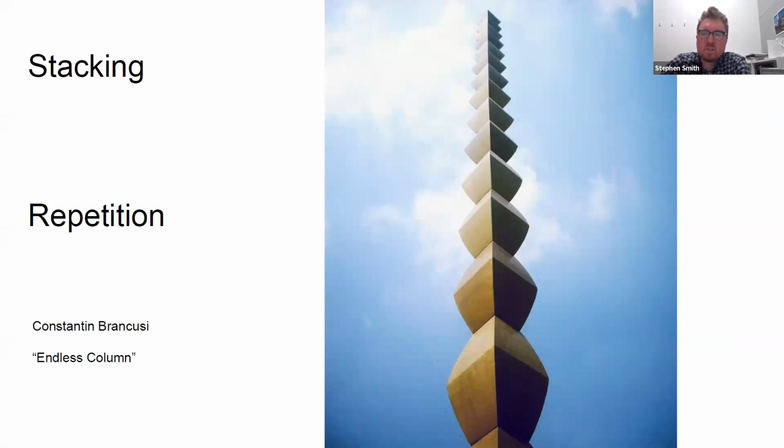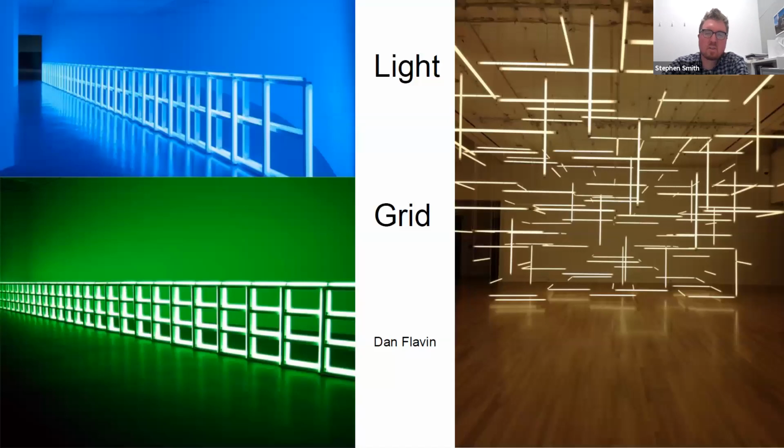Here's Brancusi's Endless Column, which is just a simple repeated stacked element. It gives you this sense that it just continues on. Think about using light, using an implied grid. Even if the grid is not there, we have a very strict grid on the left. We have an implied grid on the right. Both of them have a grid. One of them is significantly more noticeable than the other, but they're both there.